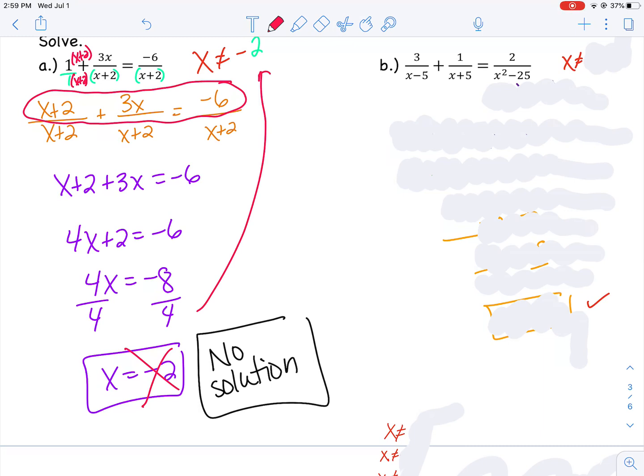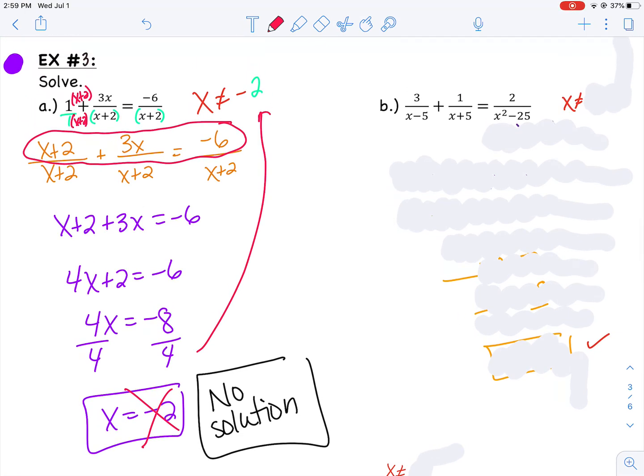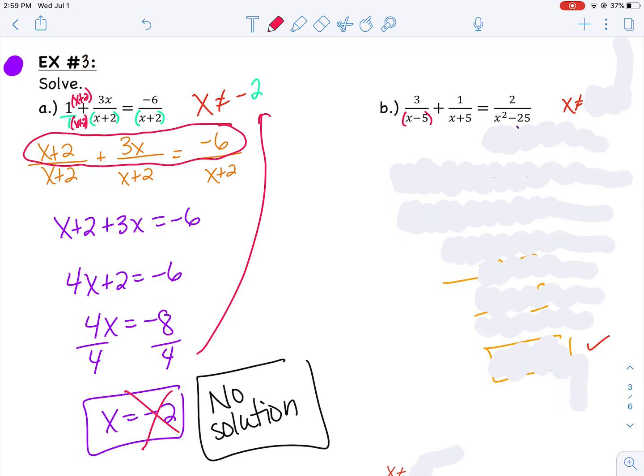All right, let's do B. I have three fractions in B. The first denominator has an x minus 5, the second denominator has an x plus 5, and the last denominator is x squared minus 25. But can't that be factored as a difference of squares into x minus 5 and x plus 5? If I set all those denominators equal to 0, we have a few domain restrictions. x can be anything except positive 5 or negative 5, because we don't want zeros in our denominator.